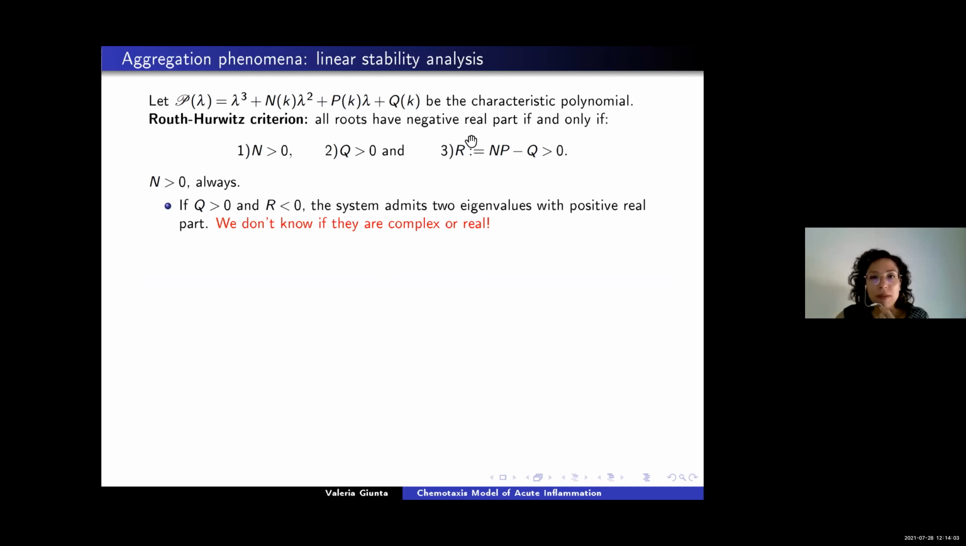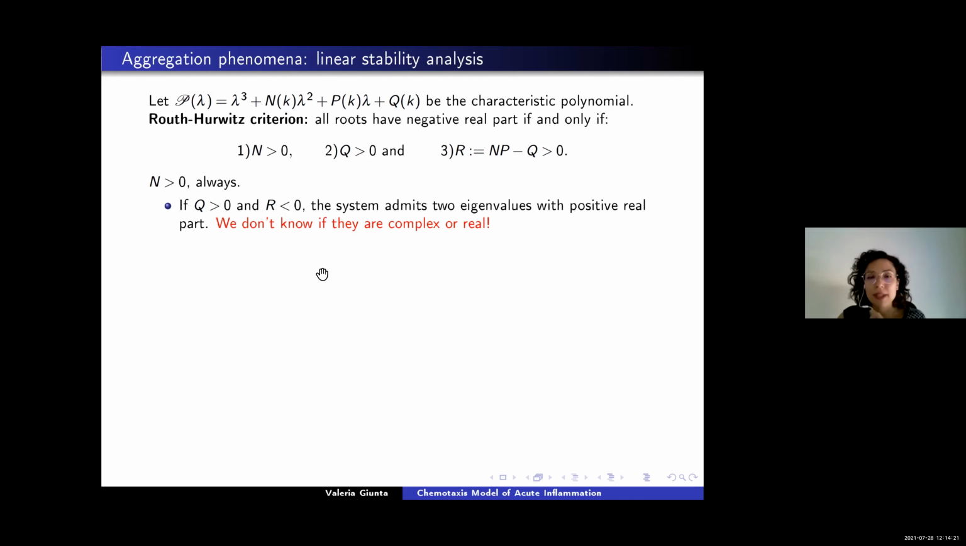The violation of the third condition corresponds to the existence of two eigenvalues with positive real part. This result is given by the Routh-Hurwitz criterion, but we don't know if they are complex or real.